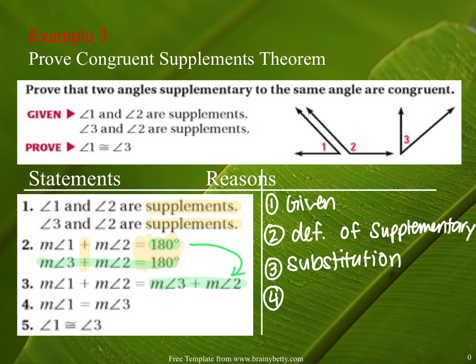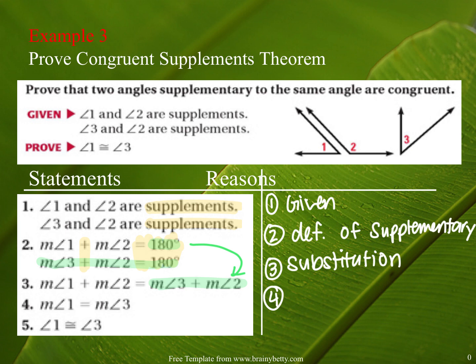What would this one be? Looking at it, what's happening? Don't even think about vocabulary. What's happening? The measure of angle 2, we're getting rid of it. How would I get rid of it? Good. It would be subtraction.